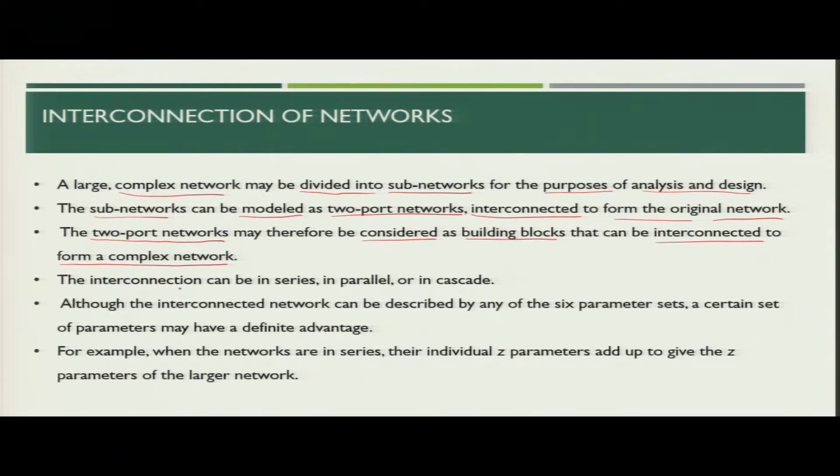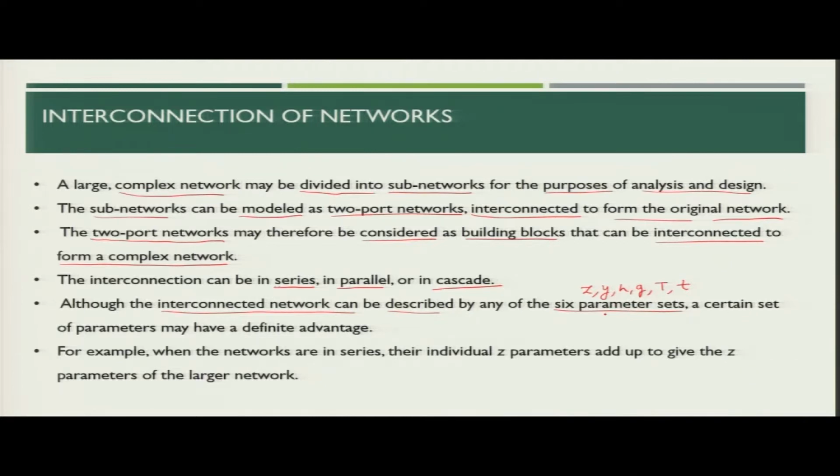As we discussed, interconnection can be either in series, parallel, or in cascaded format. Now, although the interconnected network can be described by any of the 6 parameter sets, what were those? We discussed Z parameters, Y parameters, H parameters, G parameters, transmission parameters and the inverse transmission parameters. These were the 6 parameters based on two port networks we discussed in our previous lectures.